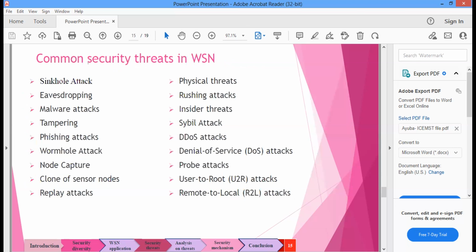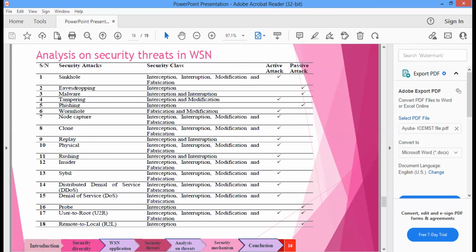This is the list of common security threats in wireless sensor networks, where we have the sinkhole attack, eavesdropping, the malware attack, tampering, the phishing attack, the wormhole attack, node capture, the clone of sensor nodes, the replay attack, and the rest of them. We are going to look at the analysis of security threats in the wireless sensor network.